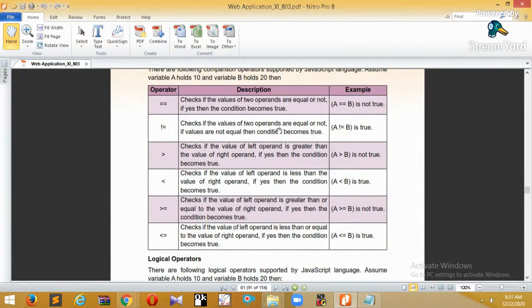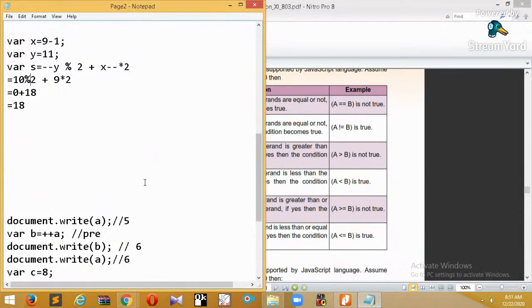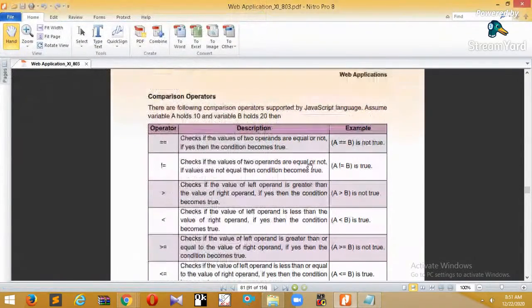These are called, tell me, where in the PDF. Yeah, tell me where.